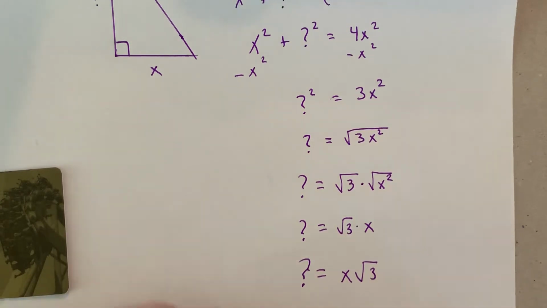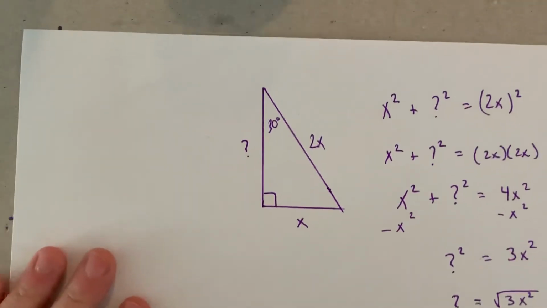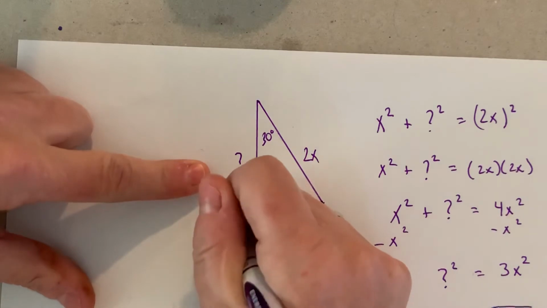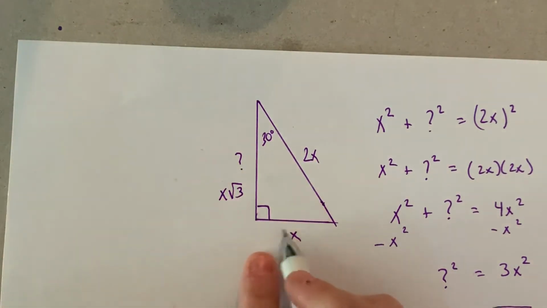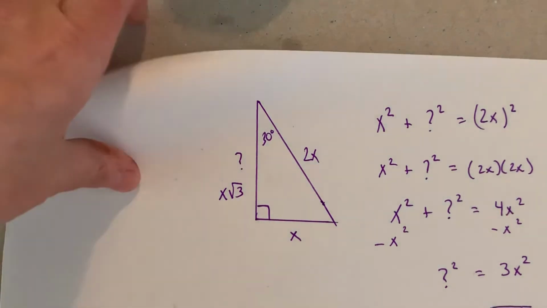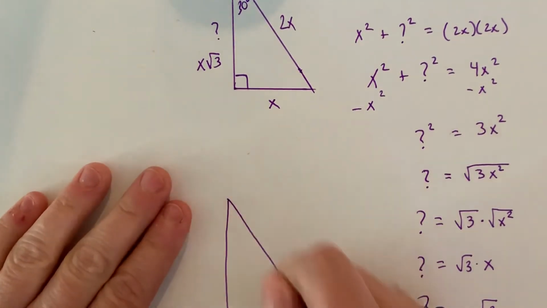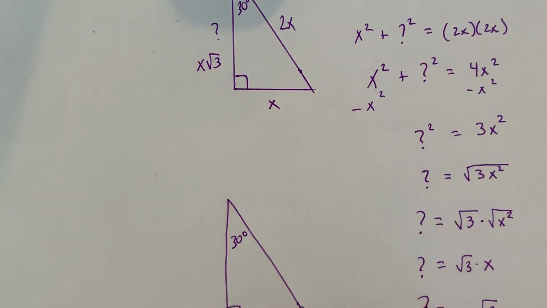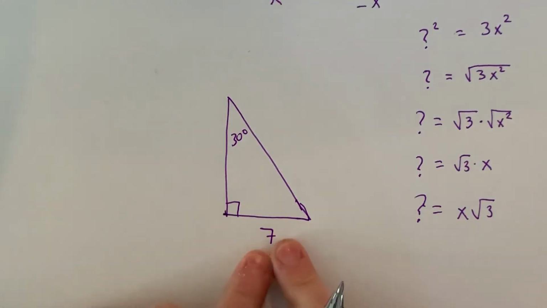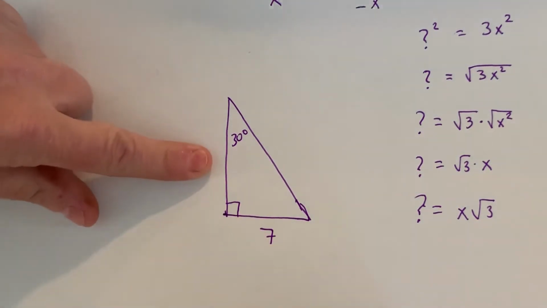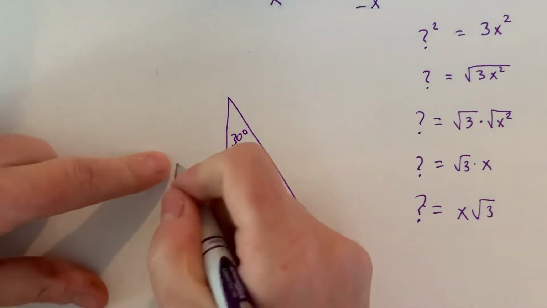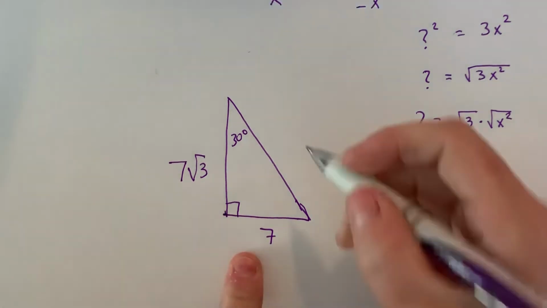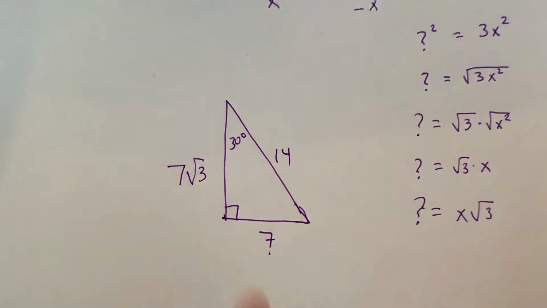And that's the pattern that we found yesterday. So let's come back up to our picture. If this guy here is x, the hypotenuse is double that, and the other side is just the square root of 3 times whatever that initial length was. So, for example, if I had a 30, 60, 90 triangle, and I knew that this side right here was 7, this other leg is going to be this length times the square root of 3. And the hypotenuse is just double that short leg, 14.